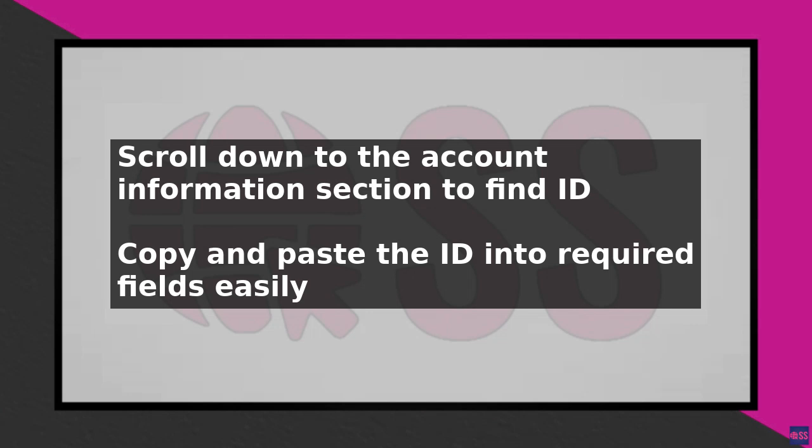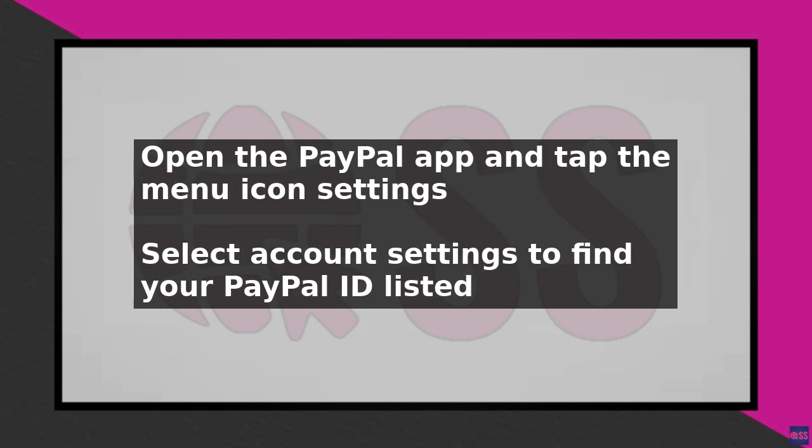Alternatively, you can also find your PayPal ID on the PayPal app. To do this, open the app and tap on the menu icon in the top left corner. Then, tap on Settings and select Account Settings. Your PayPal ID will be listed on this page.